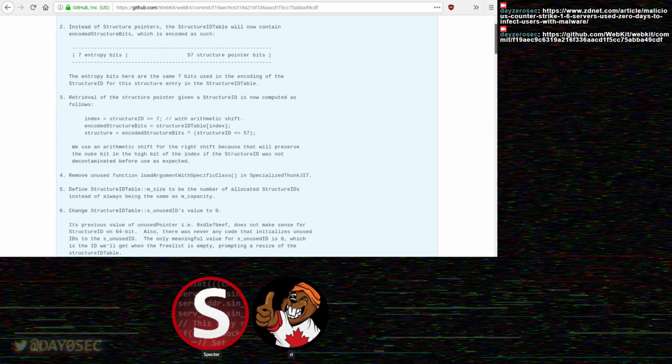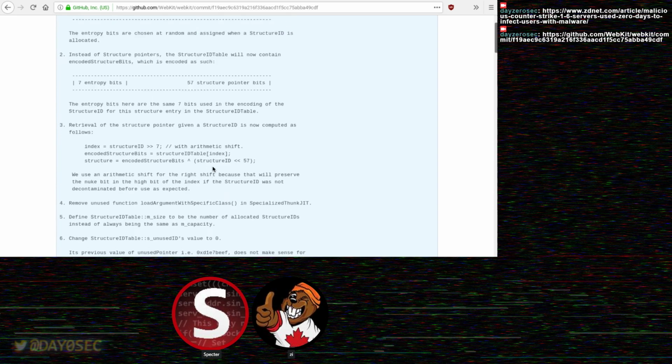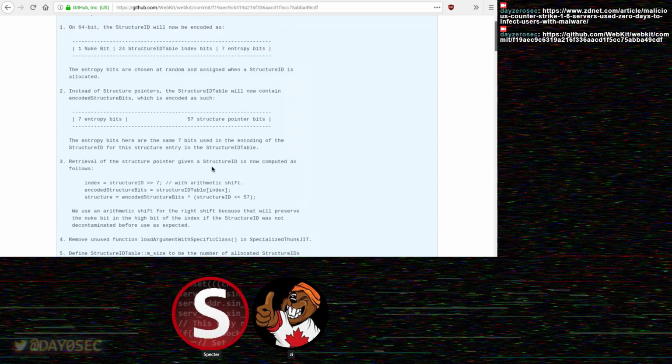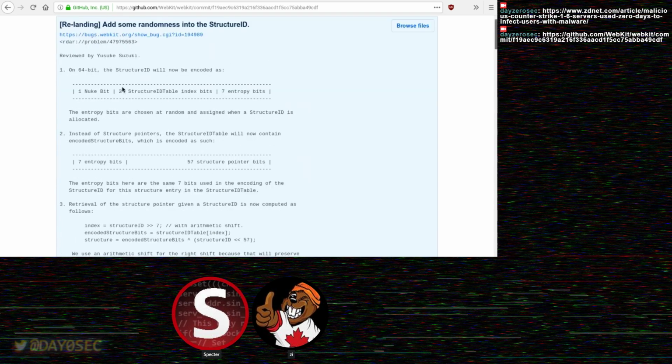So you do like target object instance of uint32 array or whatever, and that would tell you if you got the right structure ID. So you already had to do a bit of spraying just to try to get the right one. But now with this randomness implementation, that could be even more difficult because of these additional bits they've added in for the randomness.